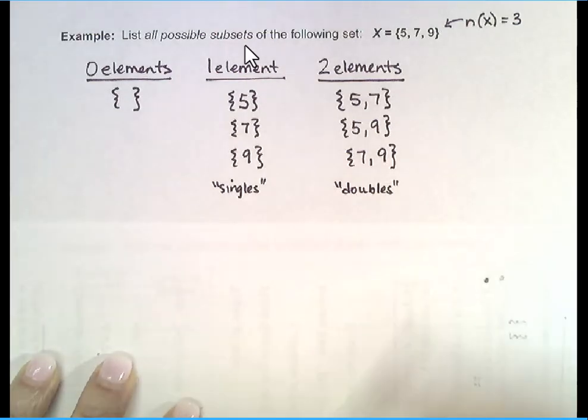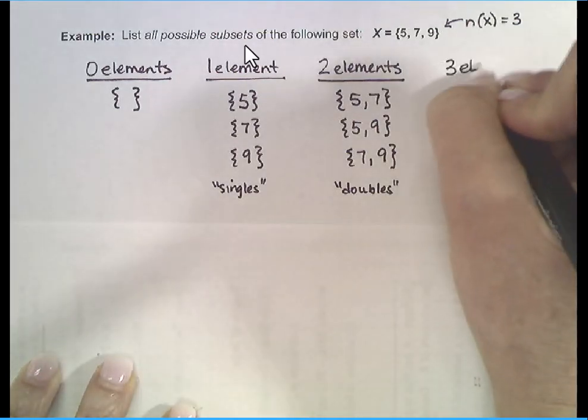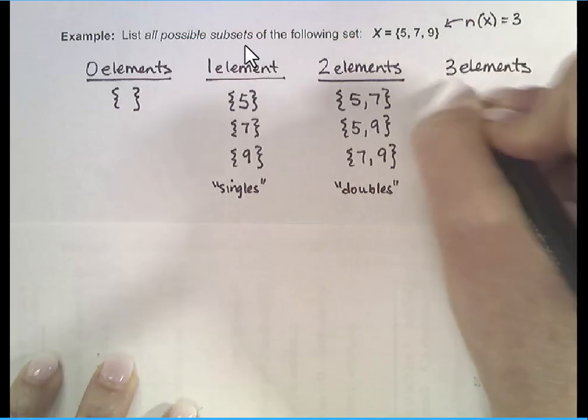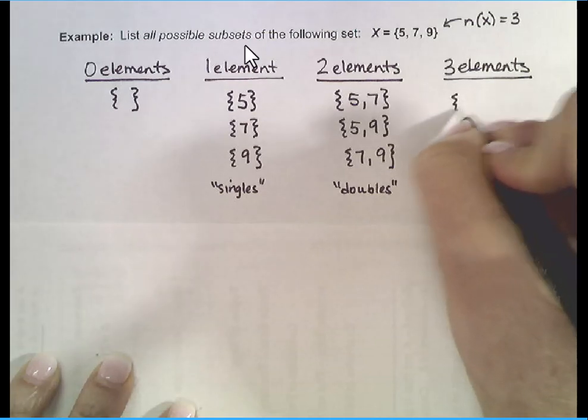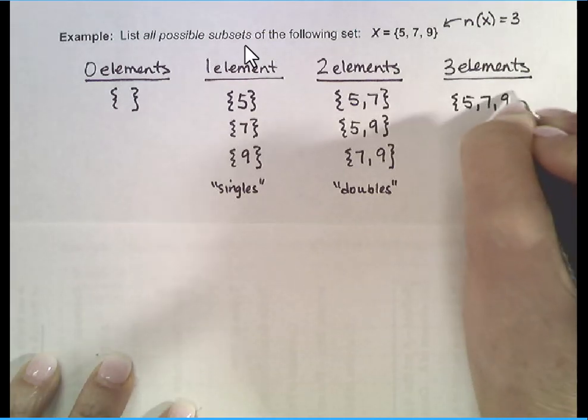And now let's do the triples. How many have 3 elements? Because remember, to be a subset, you can have less than or equal to the same number of elements. So this would just be literally the original set.